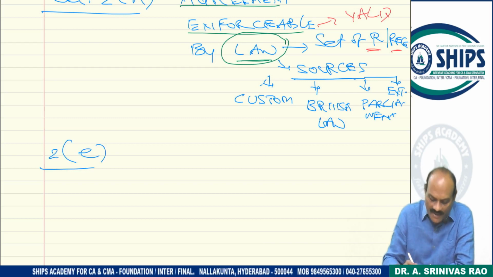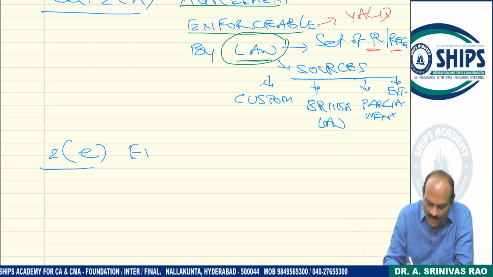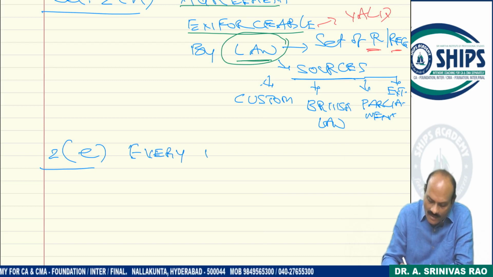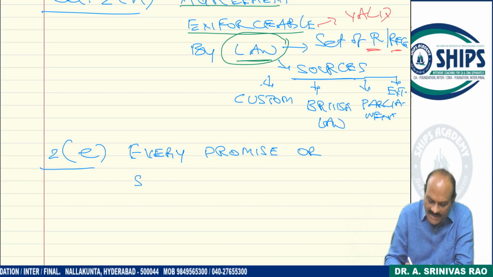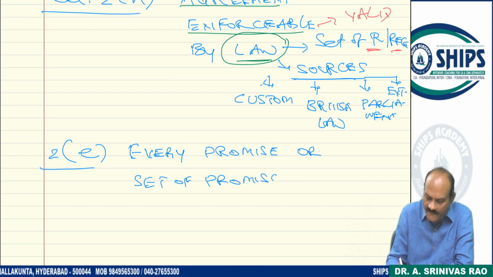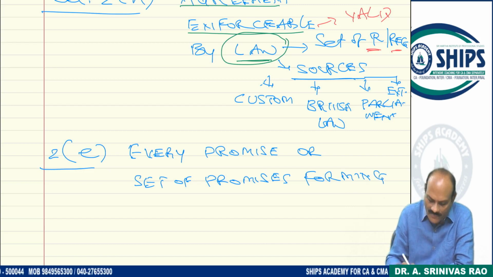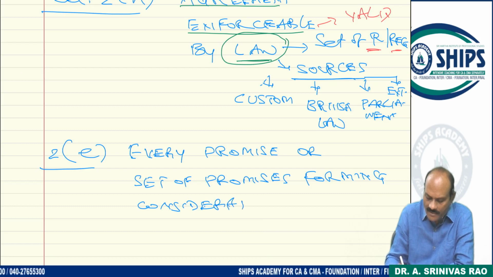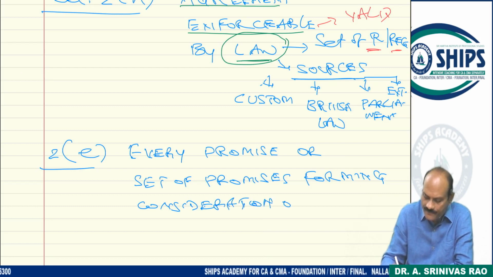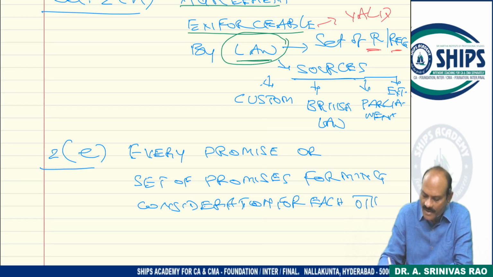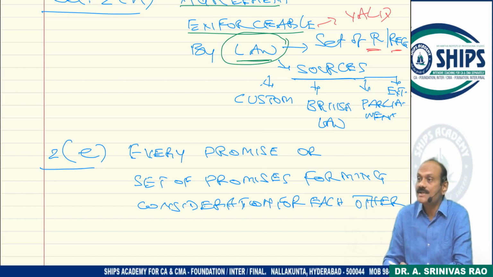Agreement is defined as: every promise or set of promises forming consideration for each other.